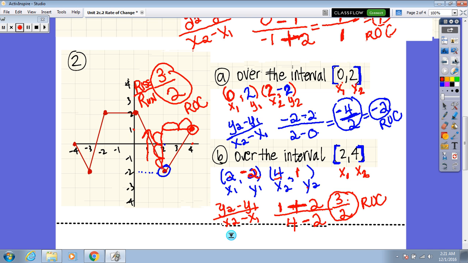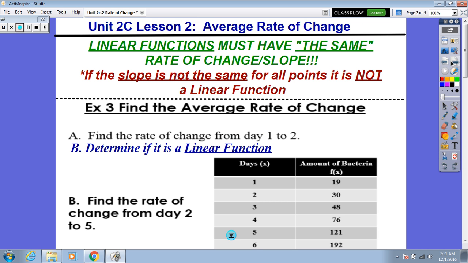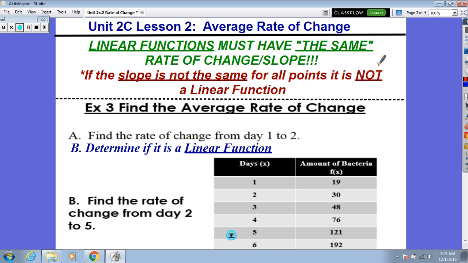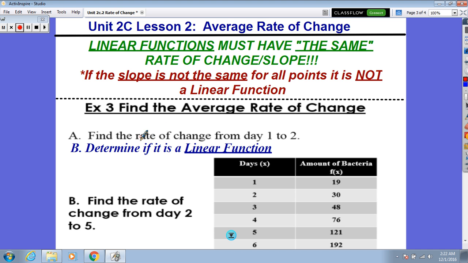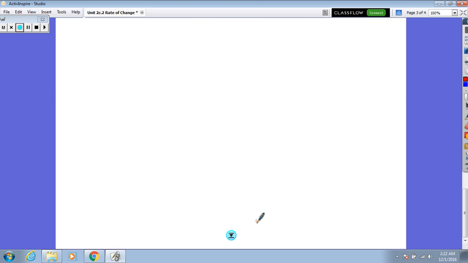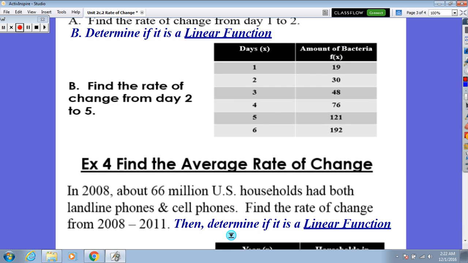All right? So on to our last section. Almost done. Stick with me. This whole time I've been telling you that in order for something to be a linear function, it must have the same rate of change. If the slope is not the same for all points, it is not a linear function. So in this example, they're going to ask me to find a specific rate of change. Then we're going to determine whether this whole chart over here is going to be a linear function or not. So notice they didn't give you a visual. You can't just look at it and see, does it make a line? We're going to have to use what we learned. Okay, we have 2 problems left.